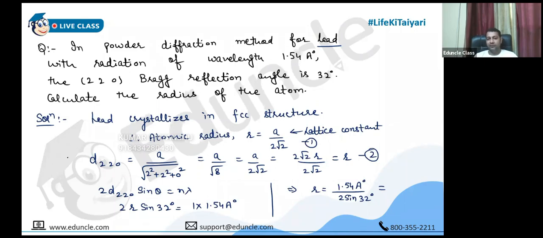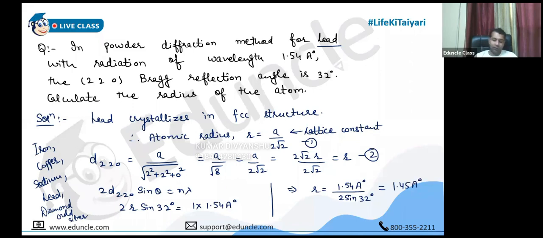Means the common ones, for example iron. Let me tell you the materials: iron, copper, sodium, lead, and of course diamond, gold, silver. The things that you make use of in your daily life. That is the technique, because they are going to ask you from those things only. So the answer is coming out to be 1.45 angstrom. Please check everyone. Clear?